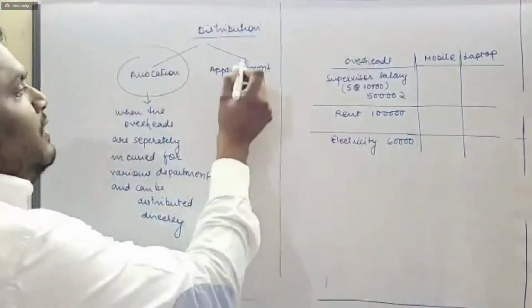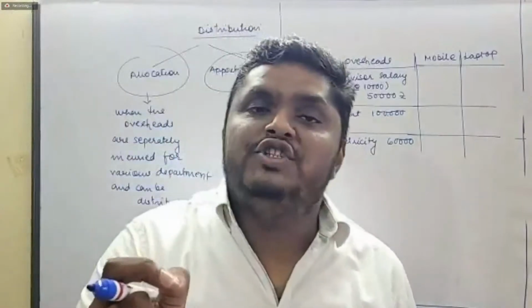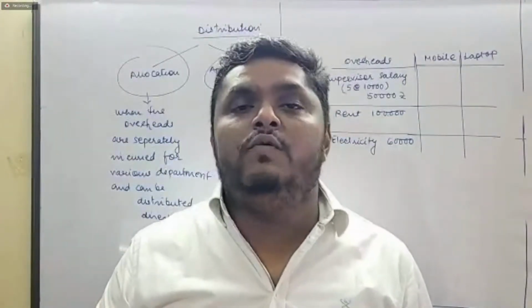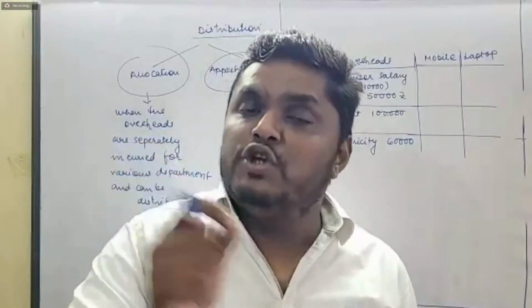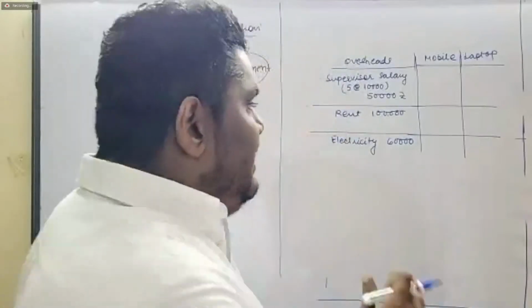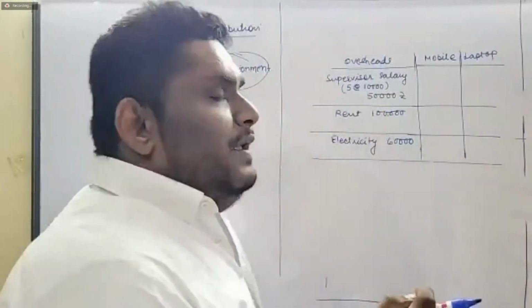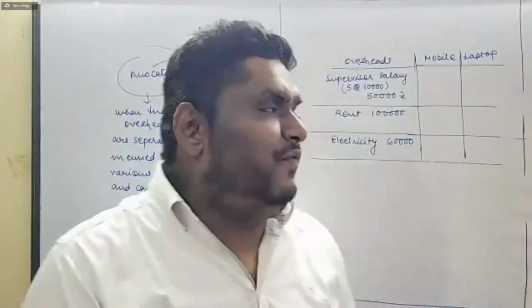So here apportionment comes into the picture. Now for apportionment, some information will be given in the question. I repeat again, for apportionment of overhead, some information will always be given in the question. Let's say in this question, some more information is given.